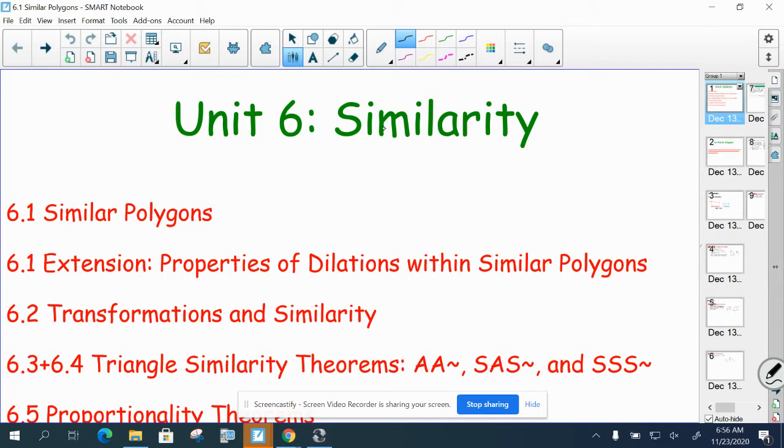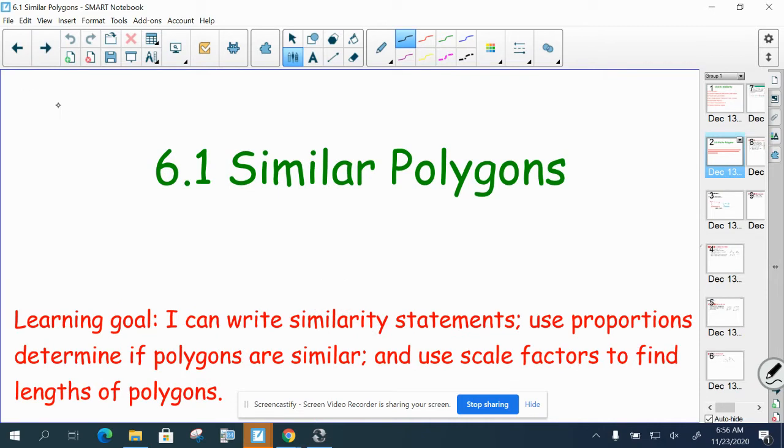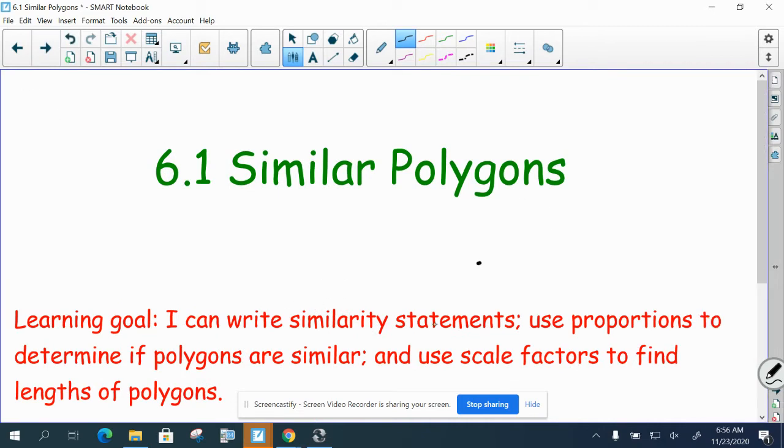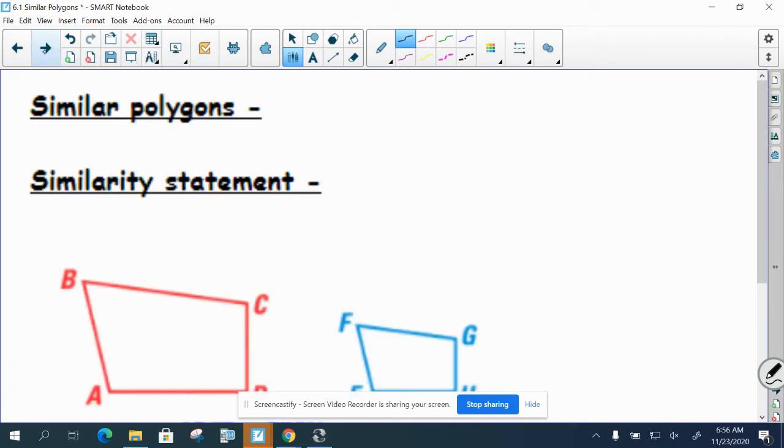So think about in the real world, what kind of things you would use similarity and scale factors in. You can think art, architecture. Similarity goes into many different subjects. So for today, we're going to write similarity statements and use proportions to determine if polygons are similar and use scale factors. So what does similarity mean?